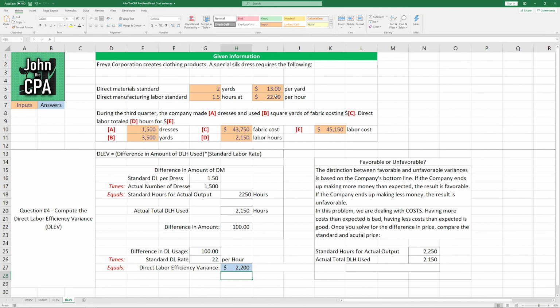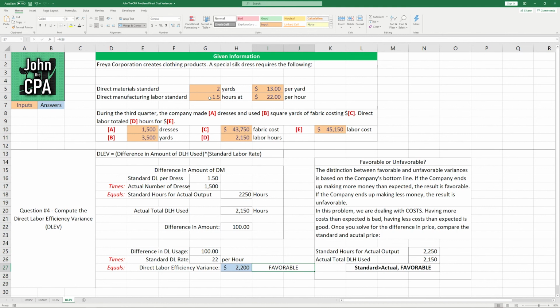Just like the other 3 problems, we're not done yet though. We need to say if it's favorable or unfavorable. And you can already tell here, we've used 2,150 hours, actually, and we thought we were going to use 2,250 hours. So that's a favorable variance right there because we thought we were going to incur 2,250. We actually incurred 2,150. We didn't have to pay out people as much money as a result of that. That's a favorable variance.